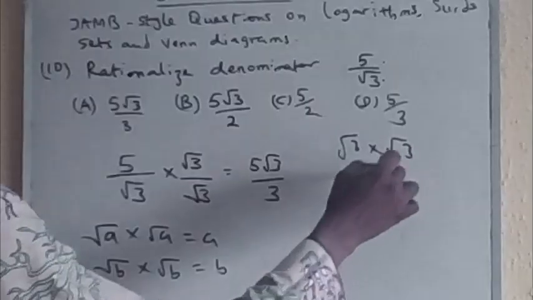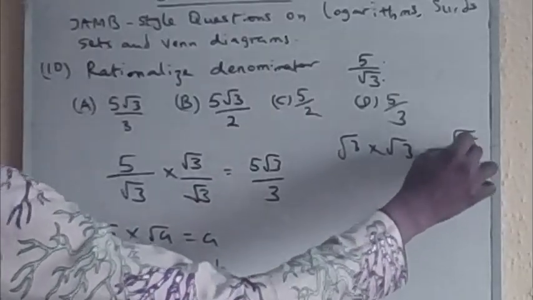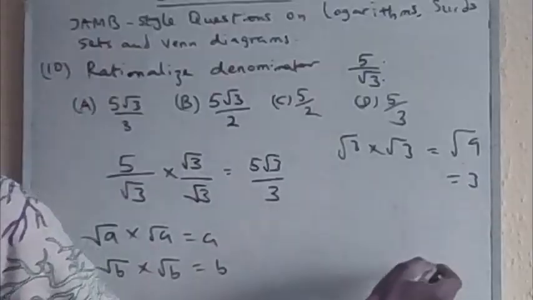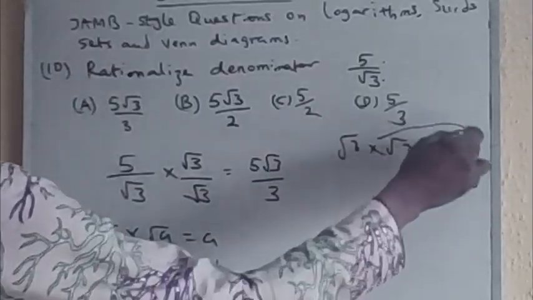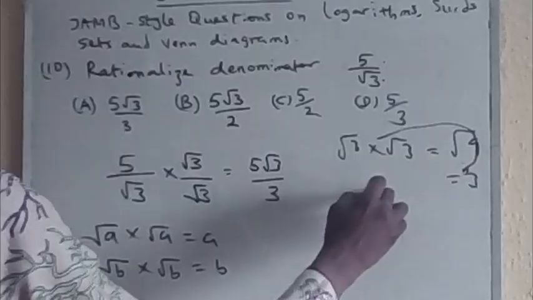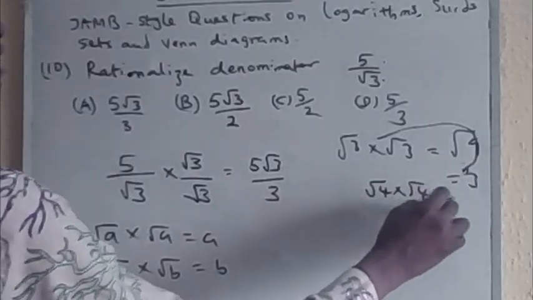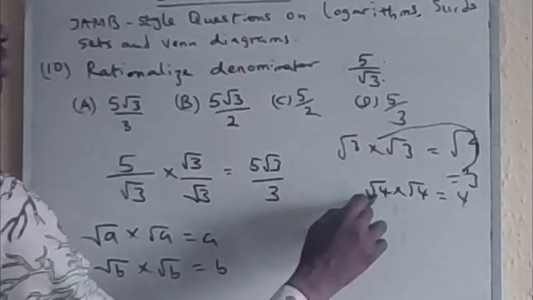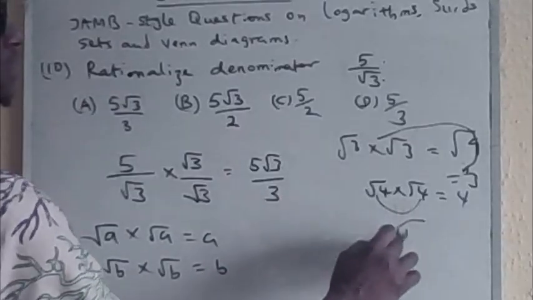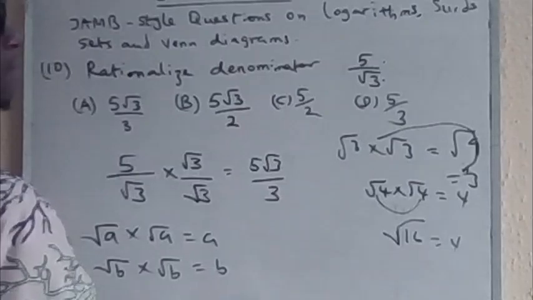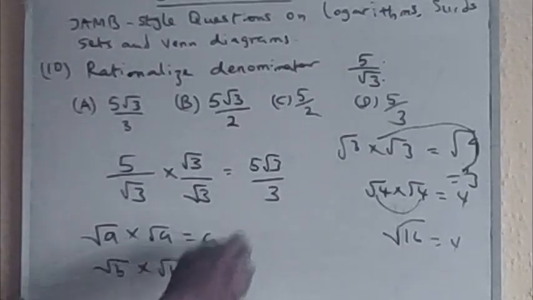But root 9 itself is 3, right? So I don't have to go through this process to get 3. Once I see root 4 times root 4, for instance, I say the answer is 4. I don't have to say 4 times 4 is 16, then root 16, and root 16 is 4. Okay, so this is the final answer, and my option is option A.